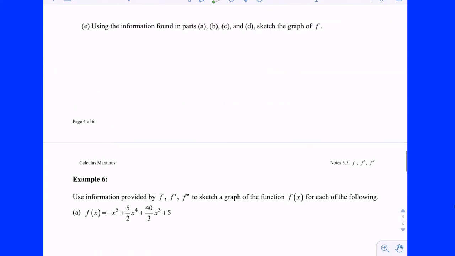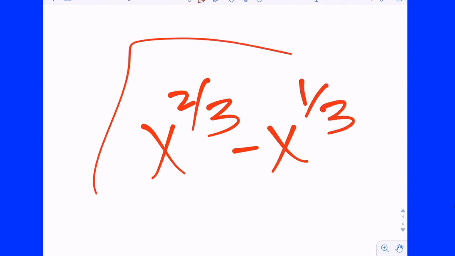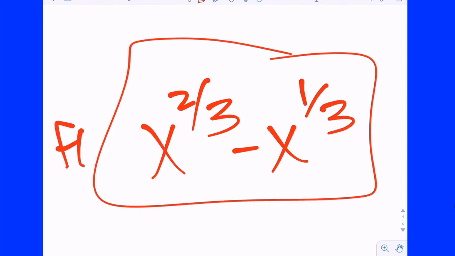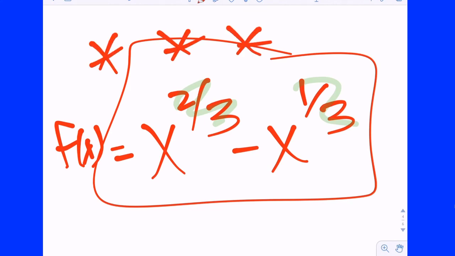When are we on cusp alert? When you have fractional exponents that are less than 1. So if you have something like 2/3 and 1/3, you're on cusp alert. So there are going to be places that are critical values. Just drawing attention to that.